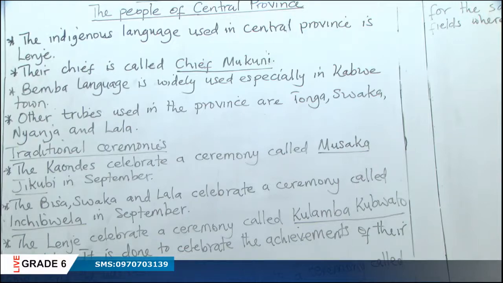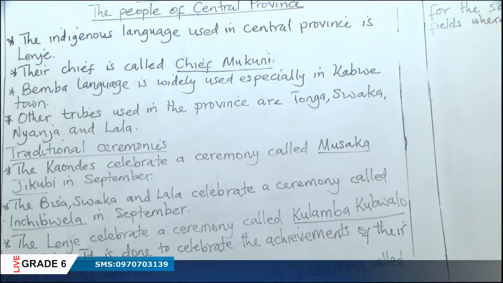Other tribes that are found in the province are Tonga, Swaka, Nyanja, and Lala. Like any other province, boys and girls, you must understand that nowadays people have migrated from different areas to look for jobs. As a result, they go there with different tribes and languages, so there's a mixture in the languages that they speak. But the main language for Central Province is Lenje.